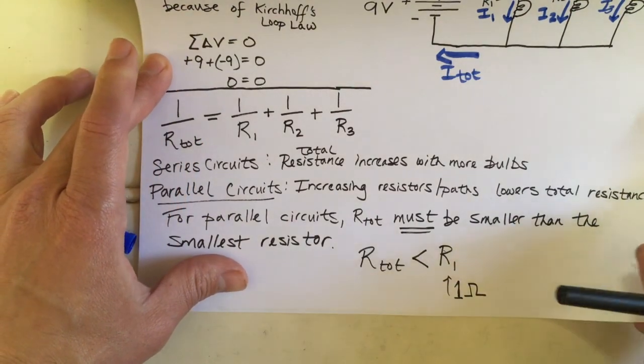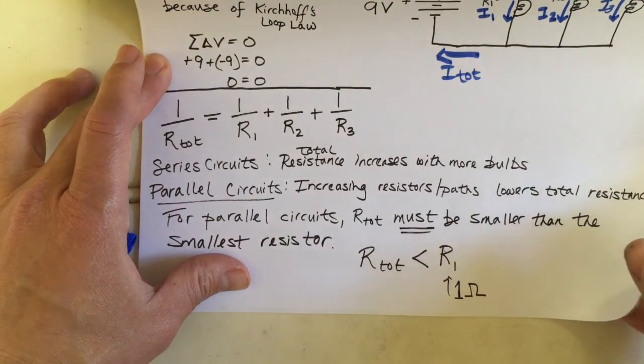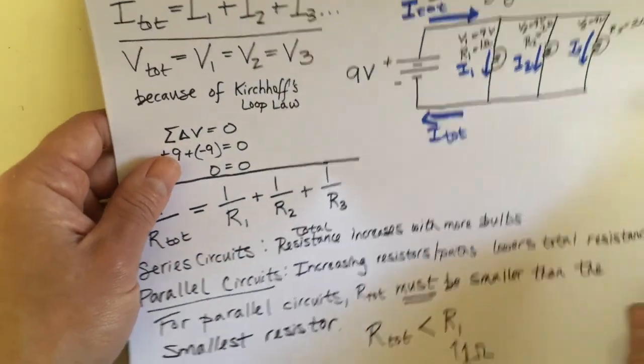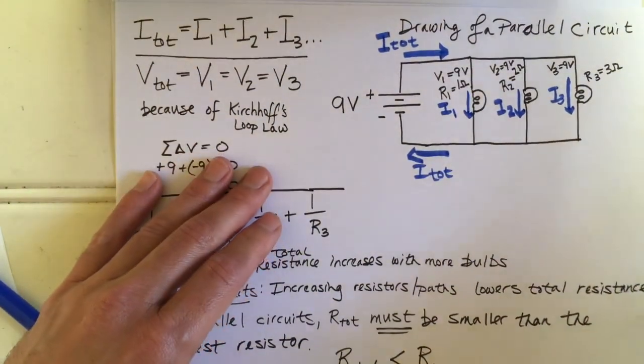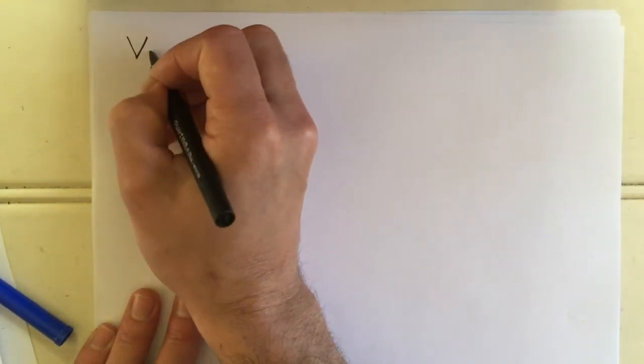Let's go to calculations, just like we did last time. I'm running out of room, so I'm just going to get another page because otherwise it's going to get kind of crazy. All right, so first question, V total.